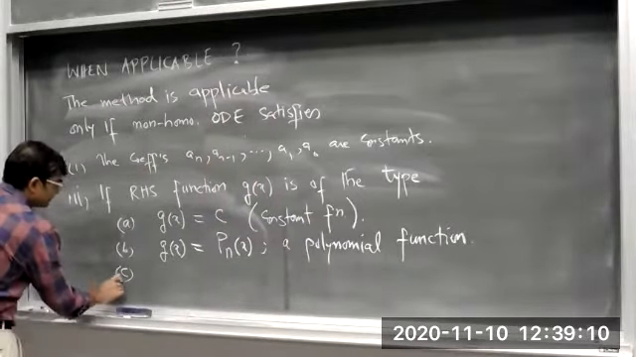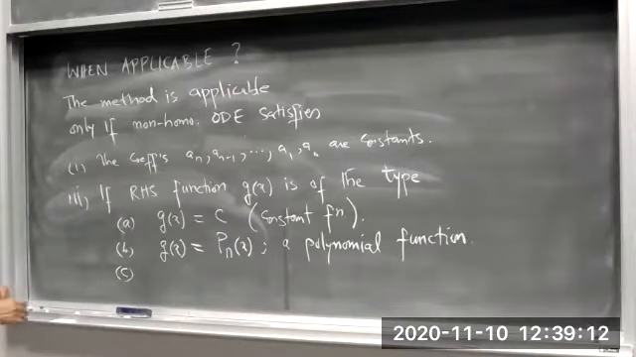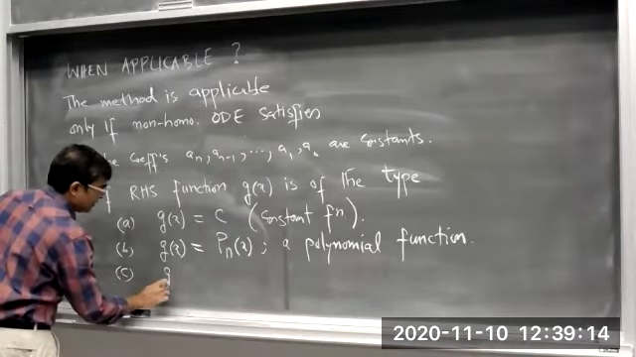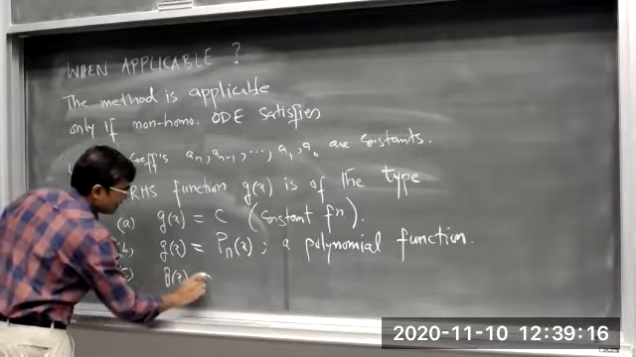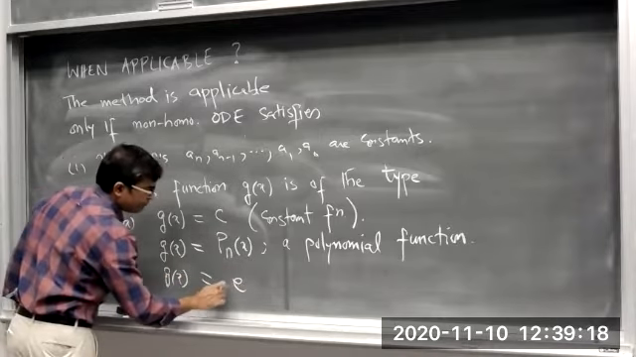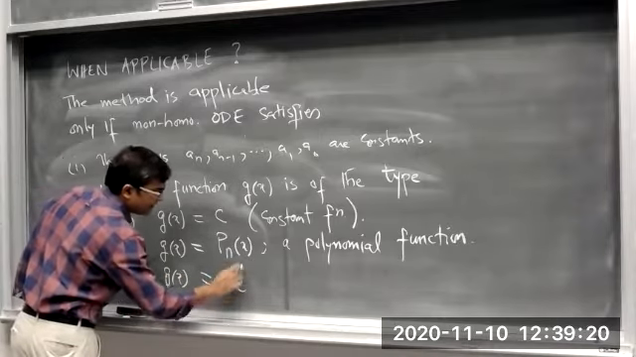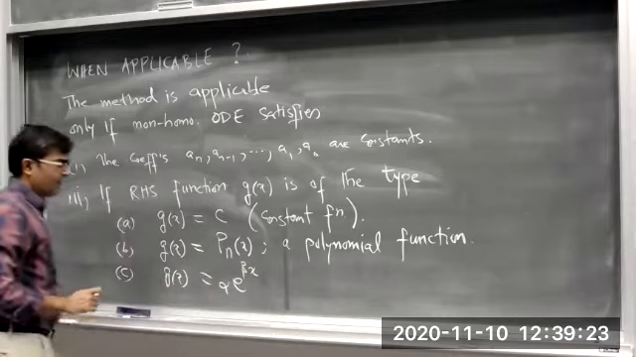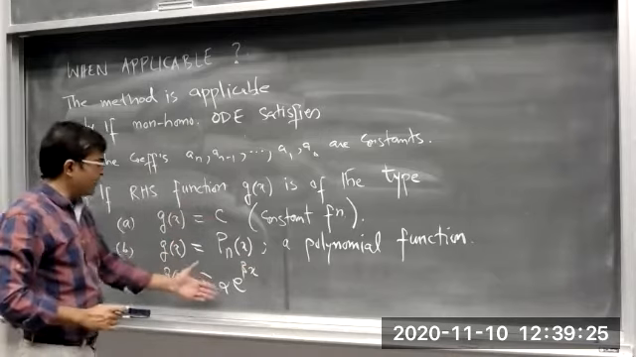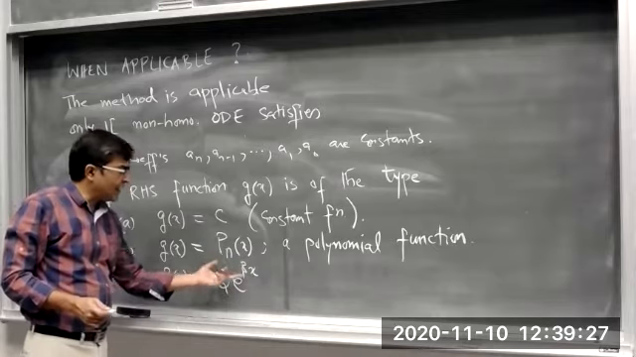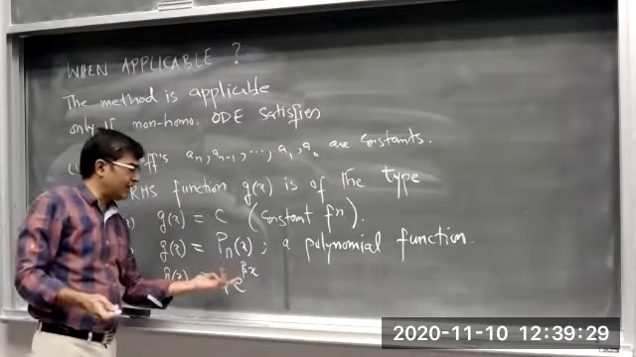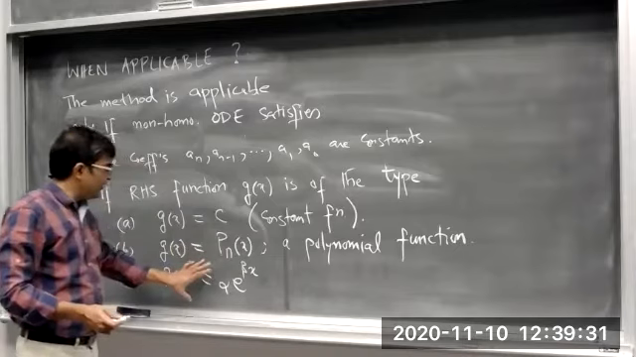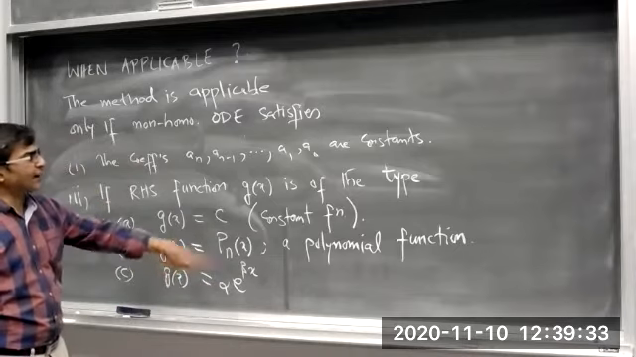Number 3, g of x is an exponential function. g of x is some kind of alpha times e raised to beta x. An exponential function. Here you can have some constant, positive or negative, whatever it is. But the nature of the function g of x is an exponential function.